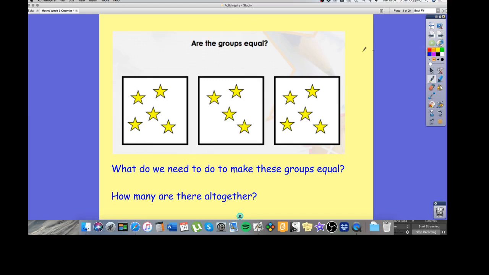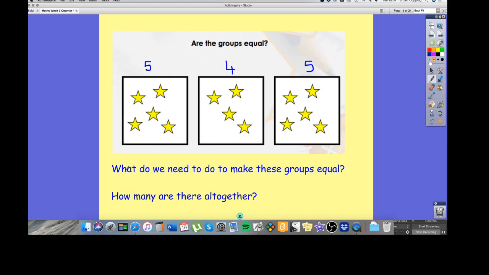Okay? First of all, it says, are these groups equal? So how are we going to work that out first of all? We're going to have to count them. So we've got 1, 2, 3, 4, 5 in this group, and I'm going to put it up here. We've got 1, 2, 3, 4 in this group, and we've got 1, 2, 3, 4, 5 in this group. Are they equal then? Well, no, because this one has 4.